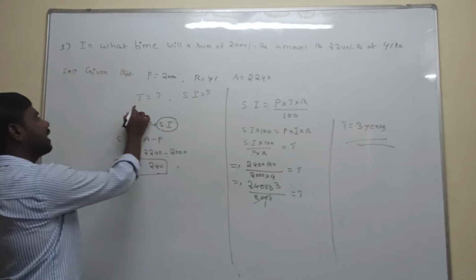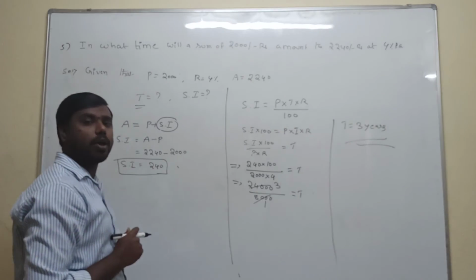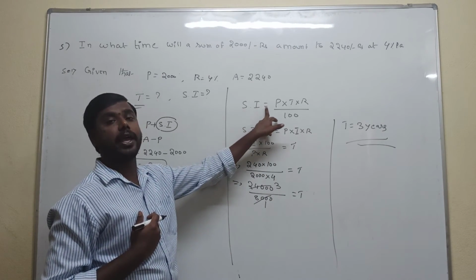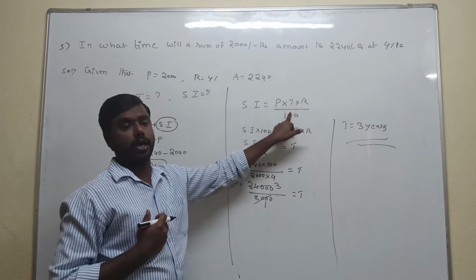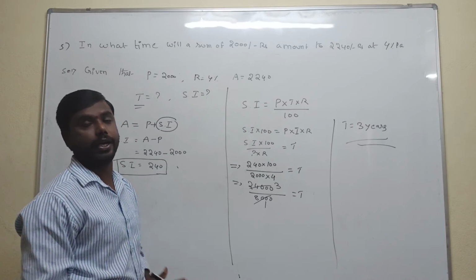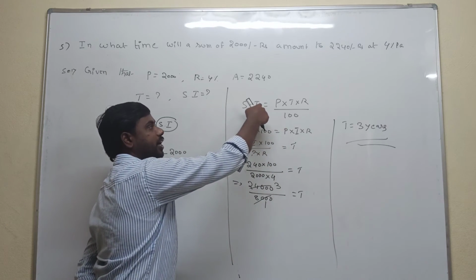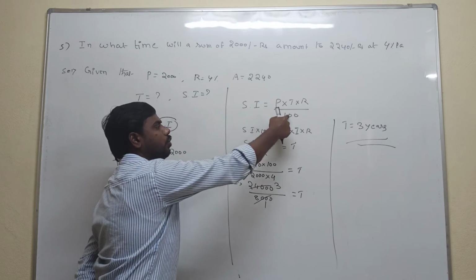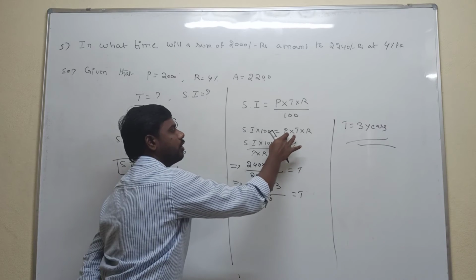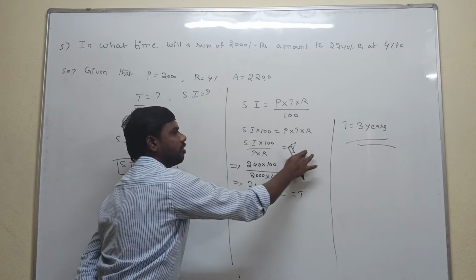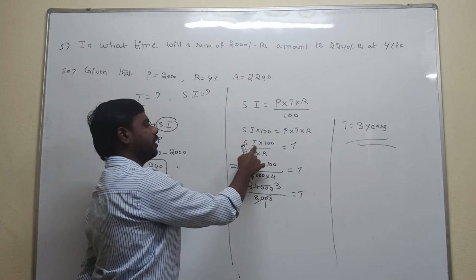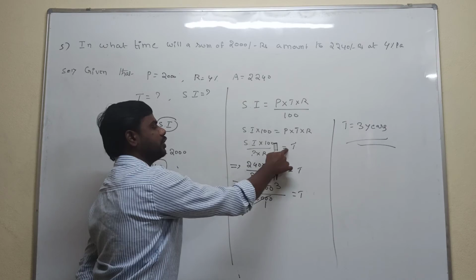Next we need to calculate time. Which formula do we apply here? Only the simple interest formula: simple interest is equal to PTR by 100. Only time needs to be calculated, so we send every other number to the left hand side. 100 cross product with the LHS, so S.I. into 100 is equal to PTR. The extra values are P and R, so PR goes from RHS to LHS as denominator. S.I. into 100 divided by PR is equal to T.